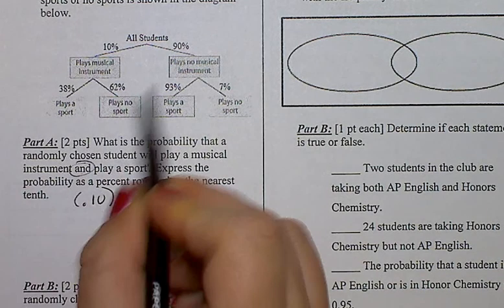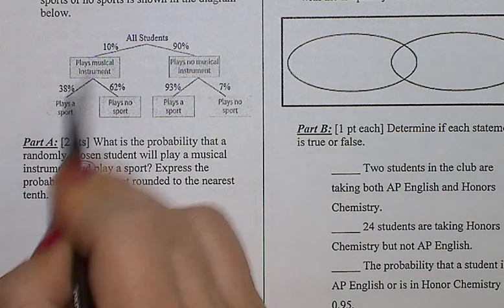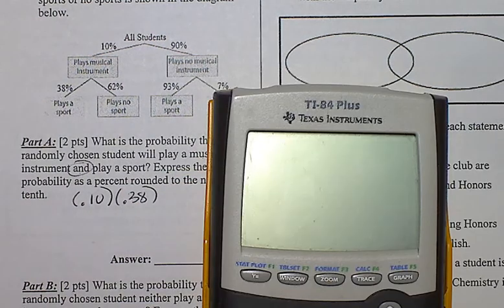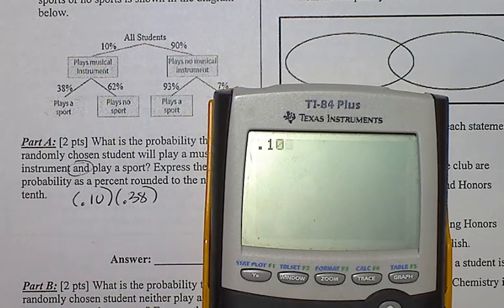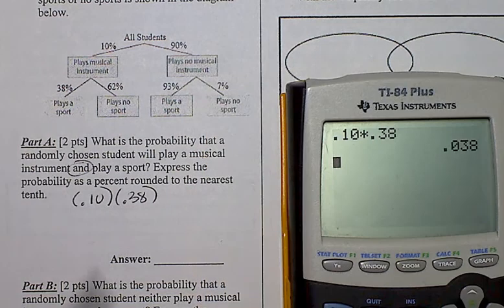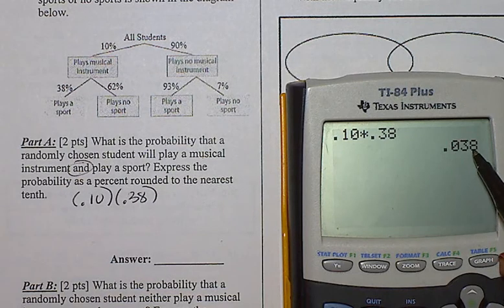Now from there, what is the chance that they also play a sport? Plays a sport is 38%, 0.38. We're going to multiply them, and then we'll answer the question in the format they'd like. It says express the probability as a percentage rounded to the nearest tenth. So I move the decimal two places to the right, and this is 3.8%.